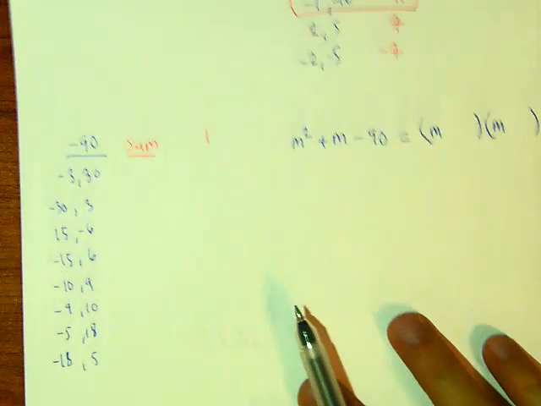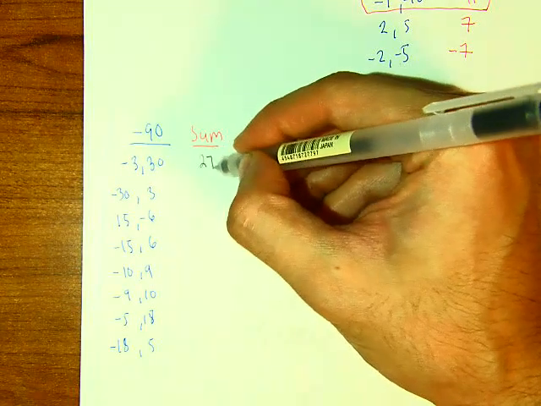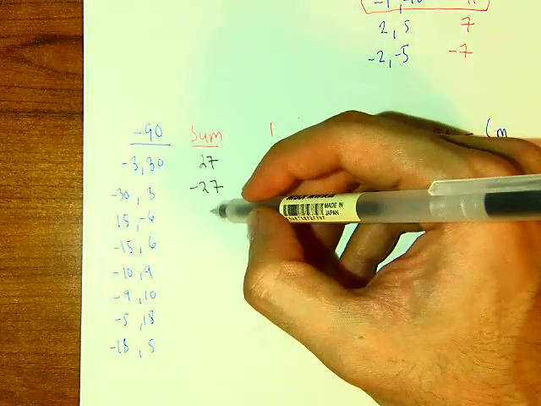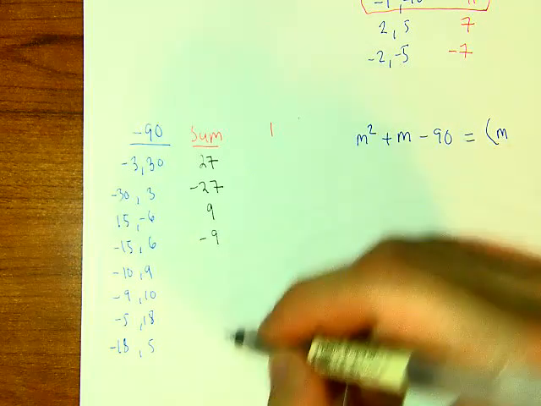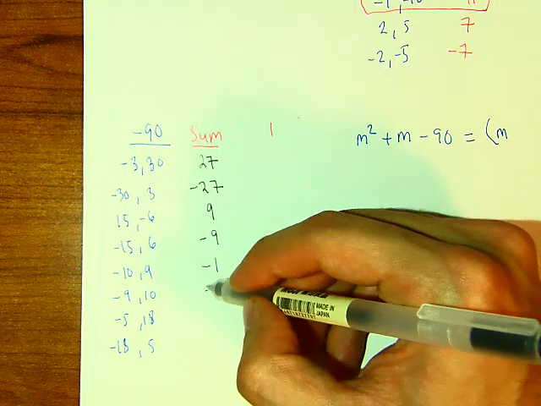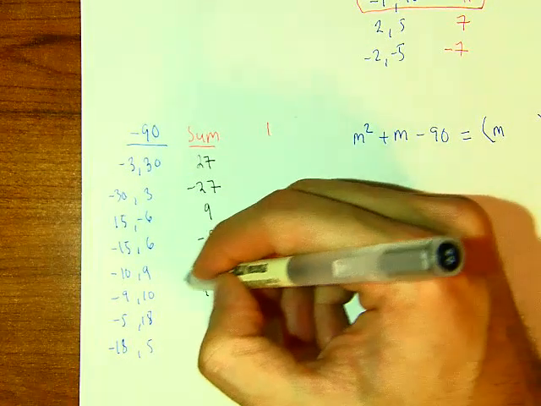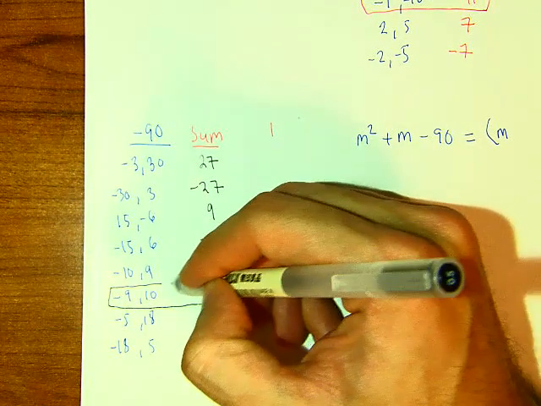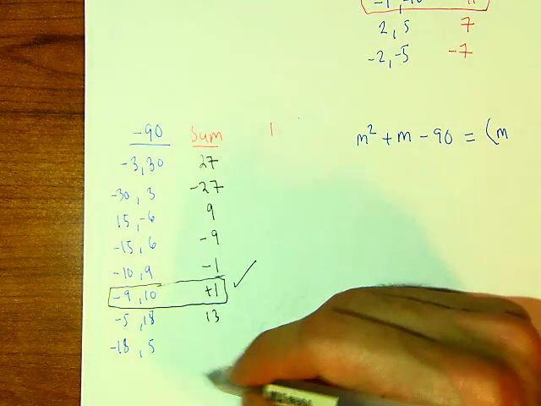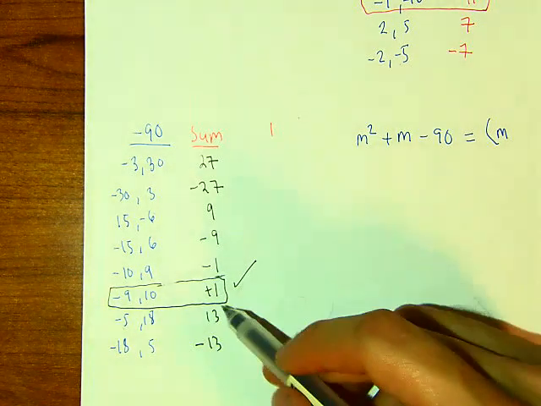So let's see. Negative 3 plus 30 is 27. This is negative 27. This will be 9. This will be negative 9. Negative 10 plus 9 is negative 1. This one gives us positive 1. Cha-ching! That will be the one. We're going to use this combination. But let's just check the others just in case. Negative 5 plus 18 is 13, and negative 18 plus 5 is negative 13. So this one will work.